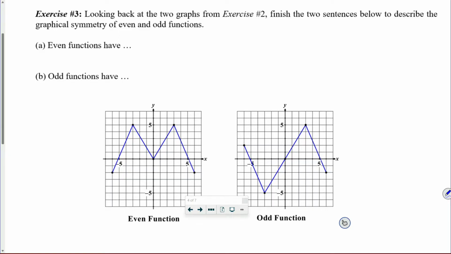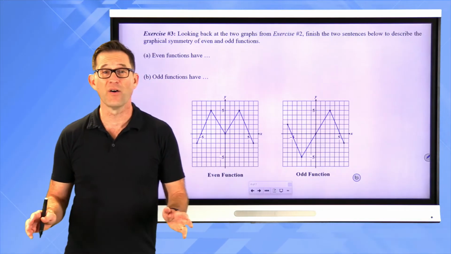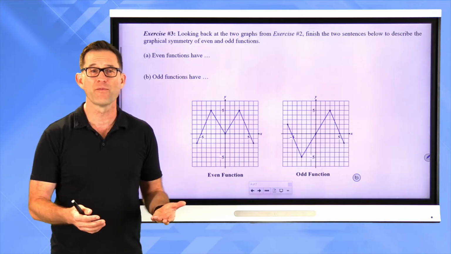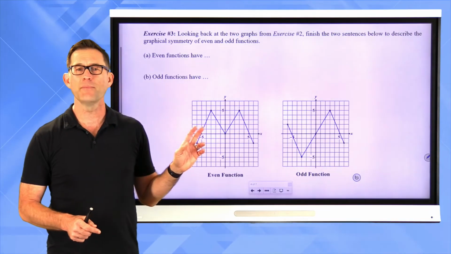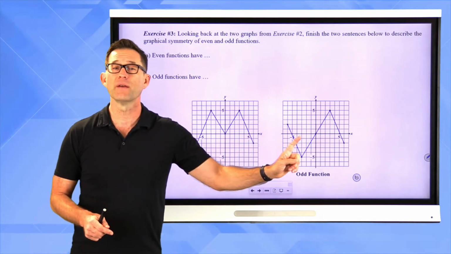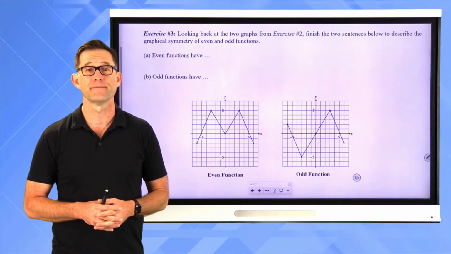Looking back at the two graphs from exercise number 2, finish the two sentences below to describe the graphical symmetry of even and odd functions. All right, so I would like you to pause the video and take a shot at this yourself. I need you to dig out some geometric terminology, hopefully from last year, and describe to me what kind of symmetry this graph has and what kind of symmetry this graph has. Go ahead and pause the video now and see what you can say.